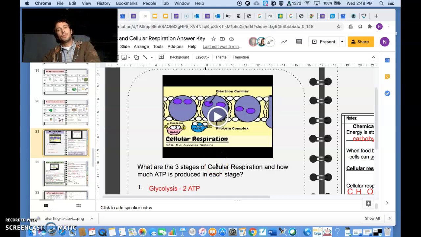Okay, everybody. So we sort of finished up photosynthesis with the escape room. Hopefully, you had some fun with that yesterday in class. And now we're moving on to the complementary chemical process to photosynthesis, and that is cellular respiration.